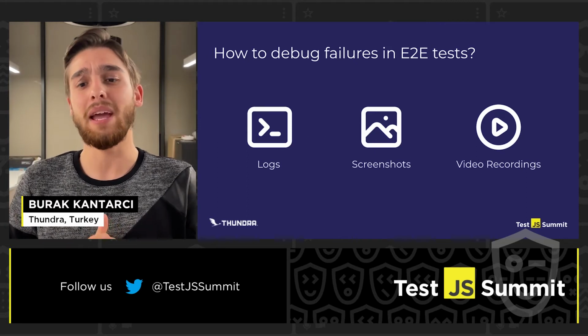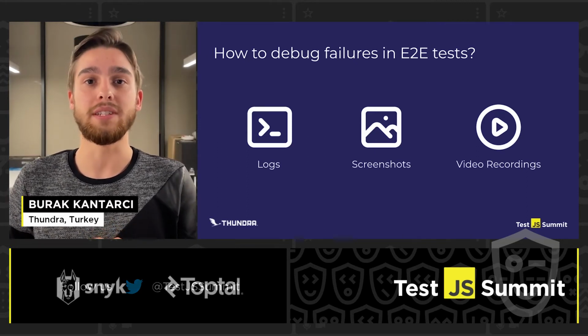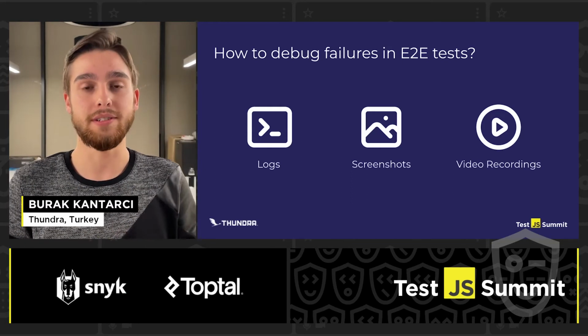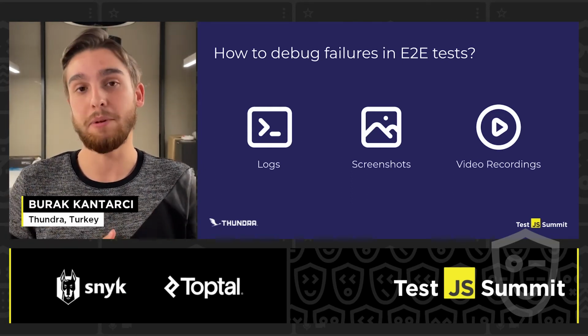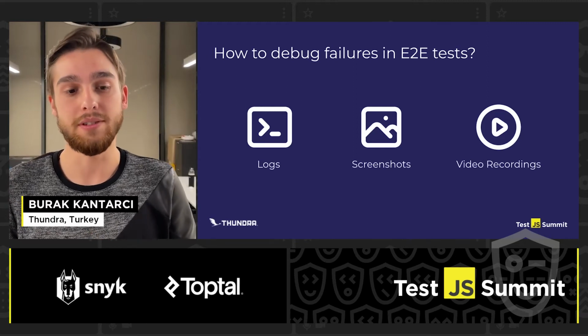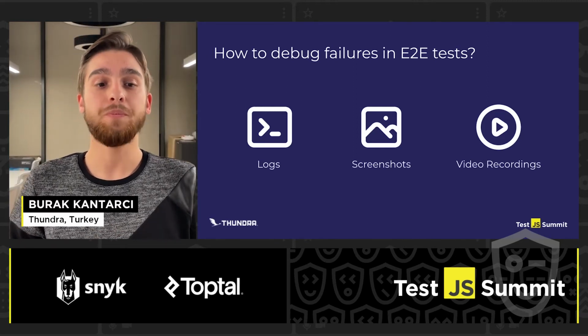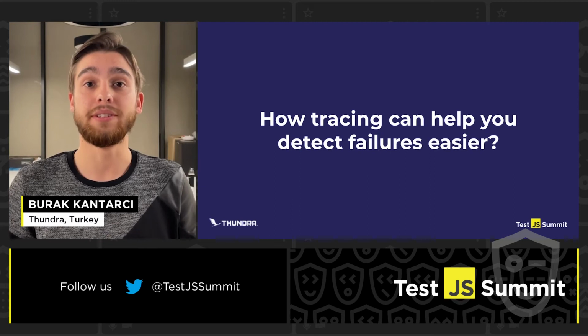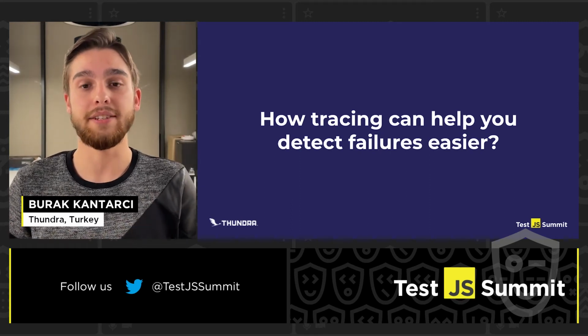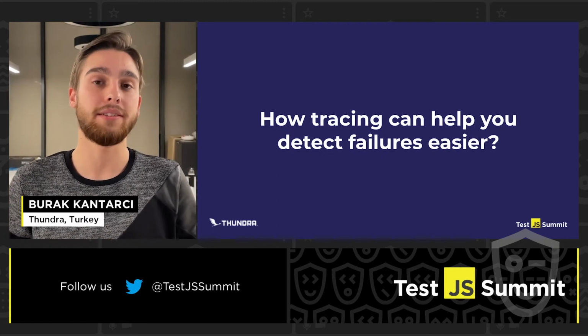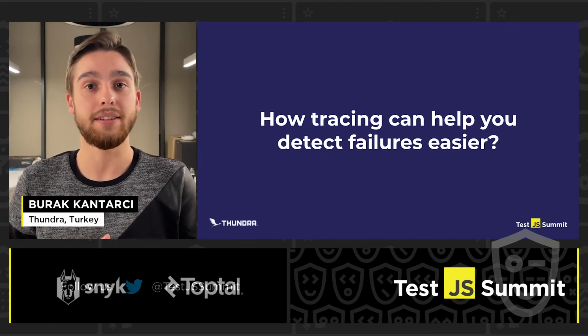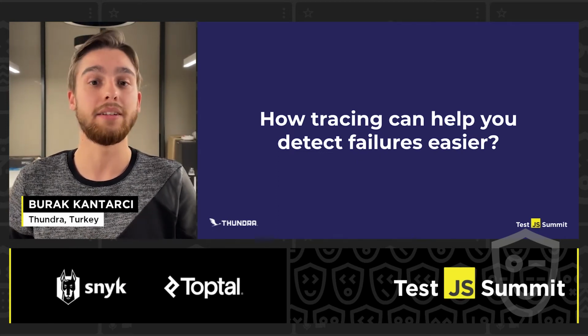However, it may not be enough for you to see what happened behind the curtains, as I mentioned, especially if you are working on microservices. So how can tracing help you detect those kinds of failures more easily? Tracing is a common developer practice for analyzing and understanding the whole application data and flow.